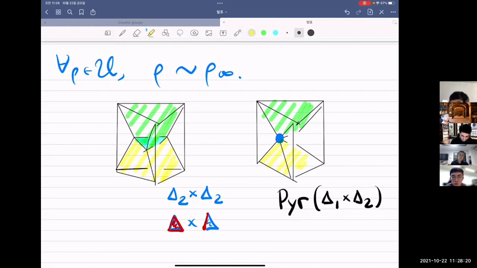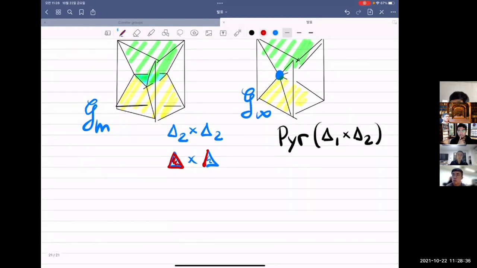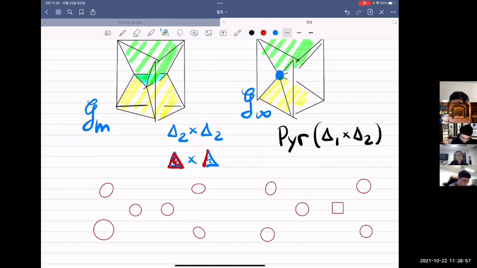So this is the combinatorial polytope, and I want to give the Coxeter labeling. How can we do that? That will be G_M, and G infinity on the right-hand side. Instead of drawing the labeling on this picture, because it will be messier, I put the corresponding Coxeter diagram: 1, 2, 3, 4, 5, 6.